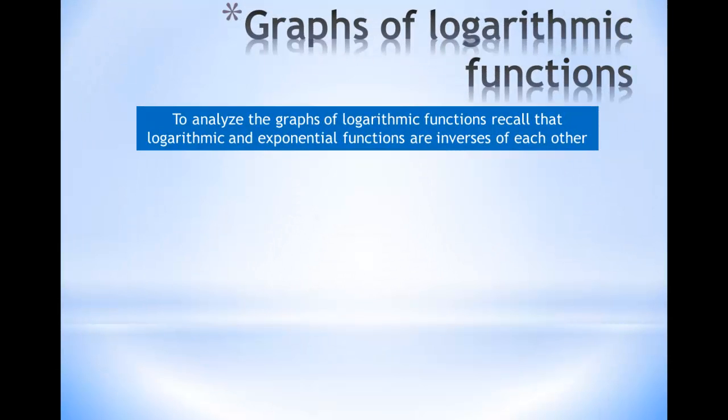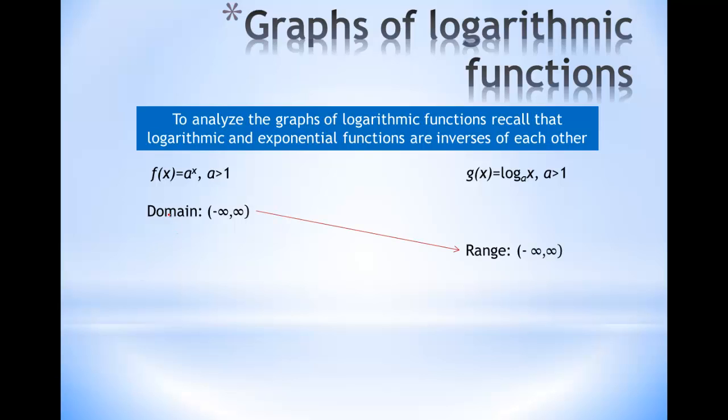Let's look at the graphs of logarithmic functions, and let's use the fact that exponential and logarithmic functions are inverses of each other. And remember that when we have inverse functions, the domain of one is the range of the other. So we know that the domain of the exponential function is all real numbers. Therefore, the range of the logarithmic function is going to be all real numbers. Now, we also know that the range of the exponential function is 0 to infinity, and that is going to be the domain of the logarithmic function.